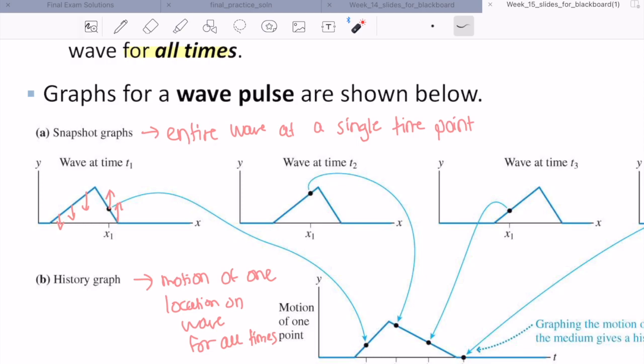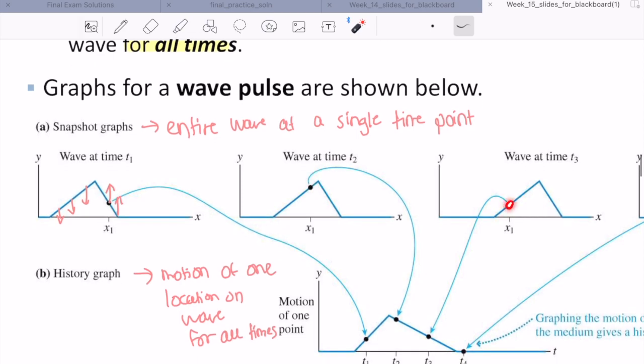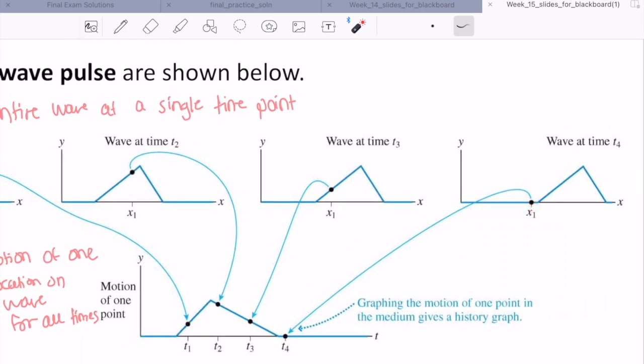at specific time intervals. So if I took a picture at time equals 1, this is what the green bead would look like. If I took a picture at time 2, this is what the green bead would look like. Time 3, this is what it would look like. Time 4, this is what it would look like, right?